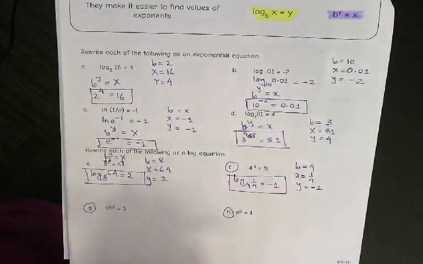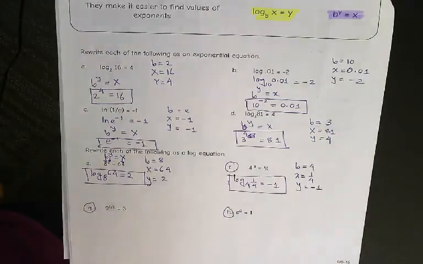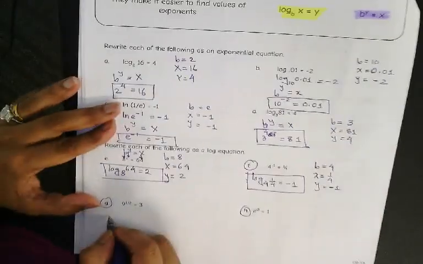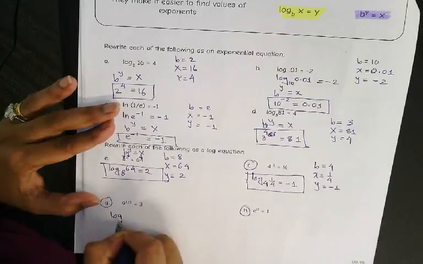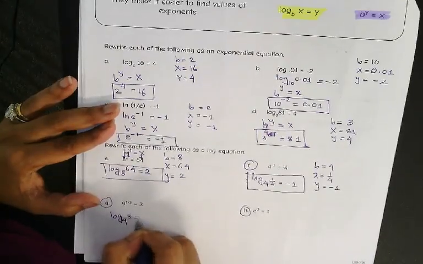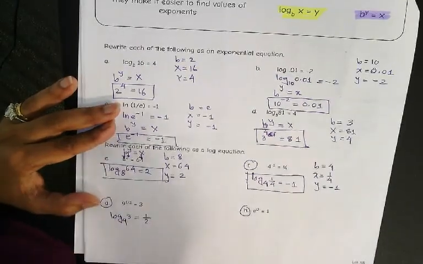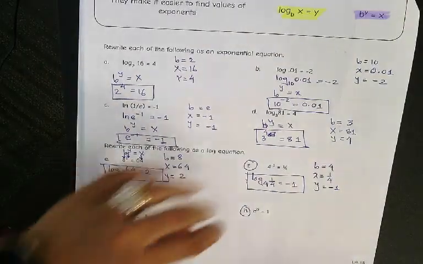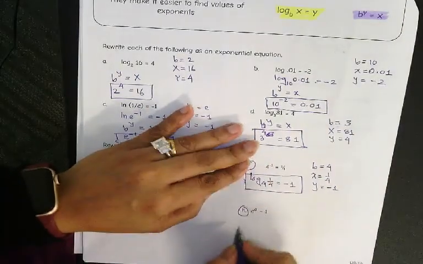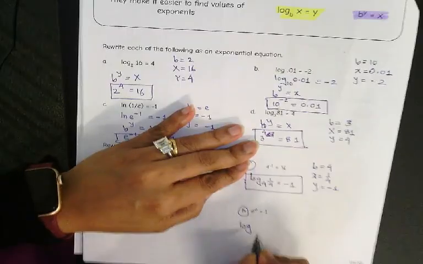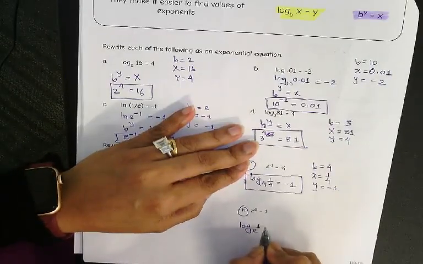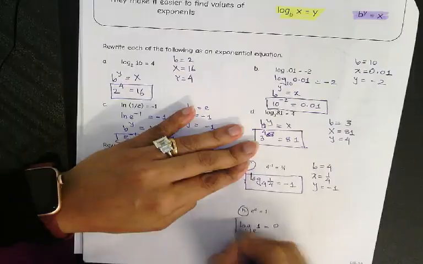All right. G. Yeah. All right. Go ahead. Give me H. Log base B y1 x0. Thank you. Perfect.